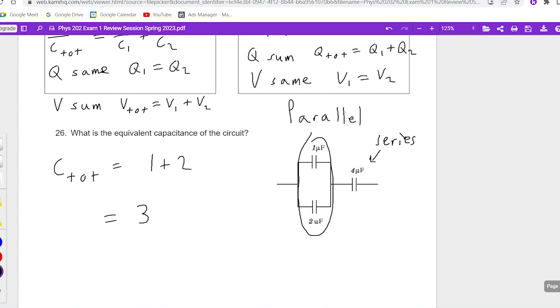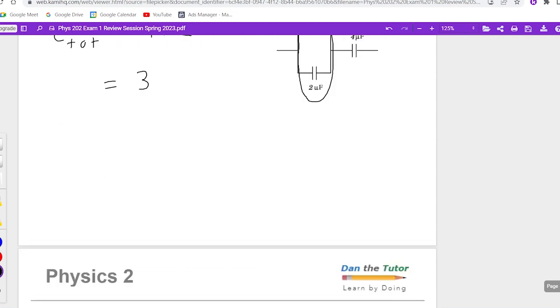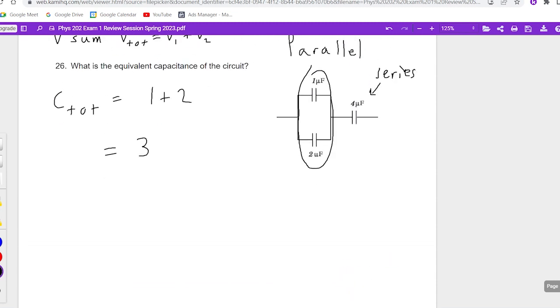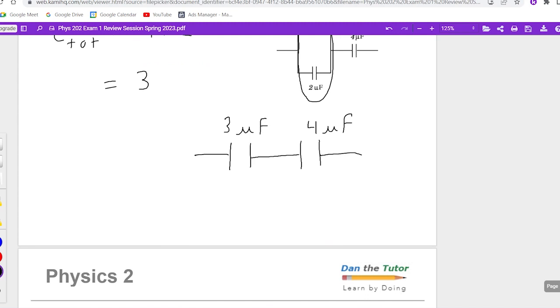And then I like to redraw the circuit. So when I redraw the circuit, what I've got here is now two capacitors in series, the 3 microfarad and the 4 microfarad. And since they're in series, we have to do the not fun stuff. 1 over C total equals 1 over 3 plus 1 over 4.